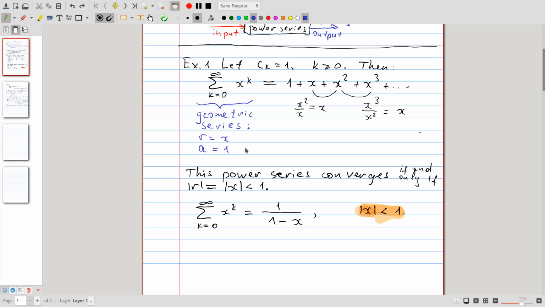In this video, we will discuss several more examples of power series and see if we can determine for which x's these power series converge. Very much like we did in example number 1, where we determined that this power series converges precisely when absolute value of x is less than 1.